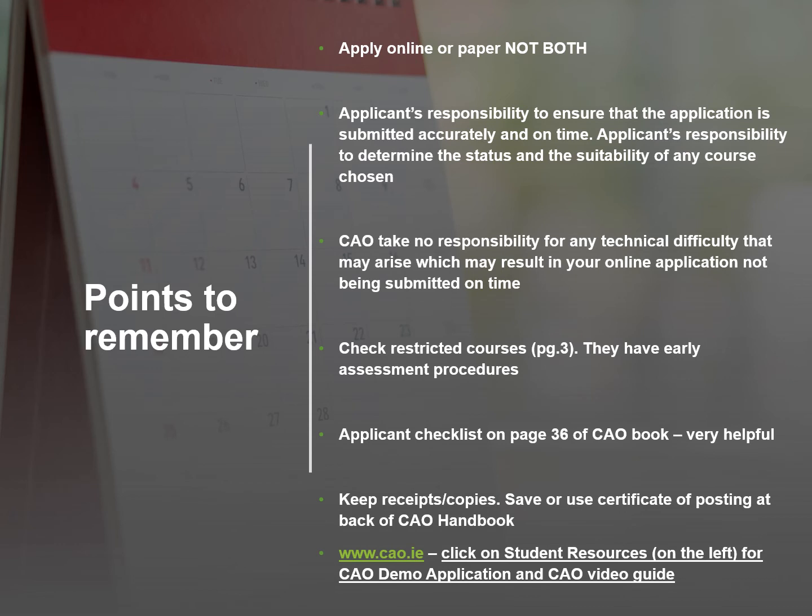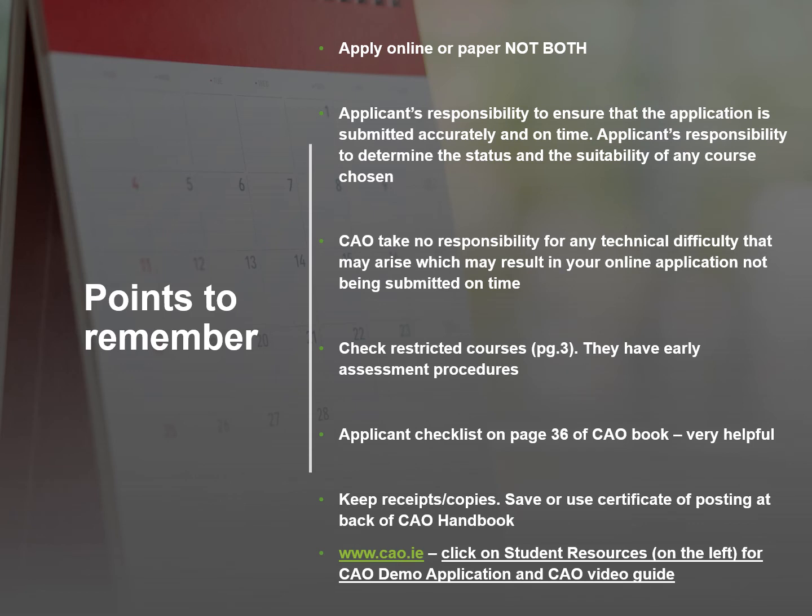Now, a few points to remember. You apply online or paper, not both. It is the applicant's responsibility to ensure that the application is submitted accurately and on time. It's the applicant's responsibility to determine the status and the suitability of any course chosen. The CAO will take no responsibility for any technical difficulty that may arise, which may result in your online application not being submitted on time.